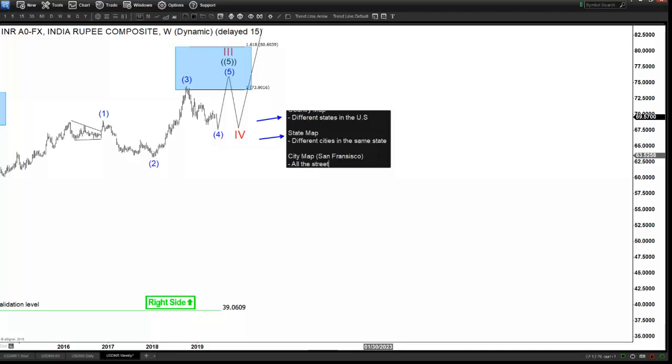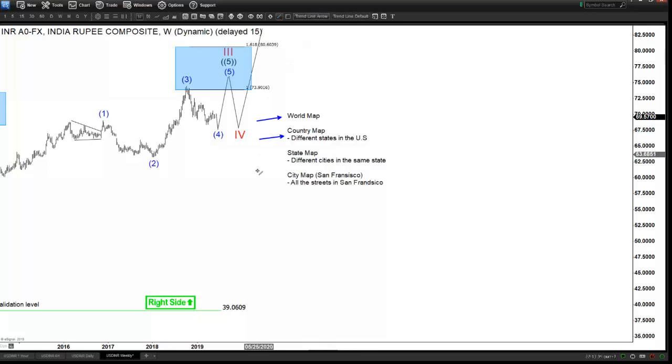Now think about these different maps as your time frame. When you are looking at the weekly or monthly chart, you're basically looking at the world map, right? So when you're looking at the daily chart, that's basically the country map, okay? And then when you are looking at the 4-hour chart, it's like you're looking at a state map. And then finally, the most detail here is when you're looking, let's say, at the 1-hour chart.